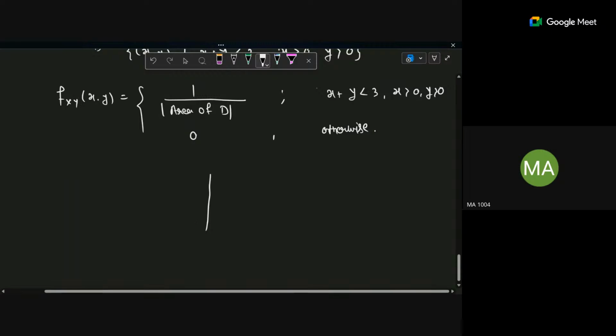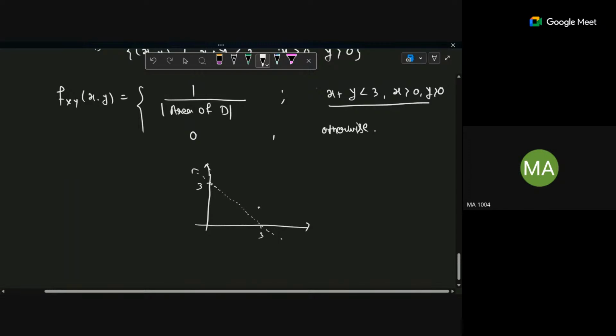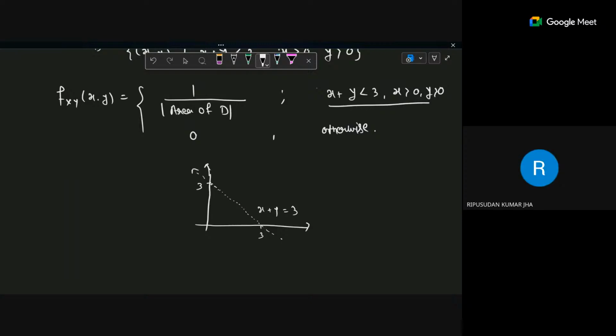So just calculate area of D. To calculate area of D, we need to find what is the region defined by this D. So x plus y less than 3, that means we have to plot first x plus y equal to 3. So let's say 3 somewhere here and somewhere here. As it is strictly less than, I am drawing the line dotted, okay. x plus y equals 3. So which region will be our required region? Below the line, right? This one. So this is our D.